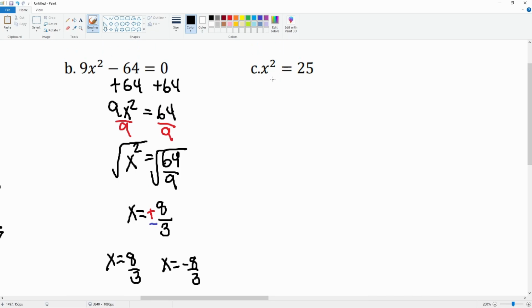C, you see the x squared equals 25, square root both sides. But when I take the square root of both sides, I get x is equal to plus and minus 5. So your solutions are x is equal to 5 and x is equal to -5. Remember, it's always two solutions because it's a quadratic, it's an x squared.